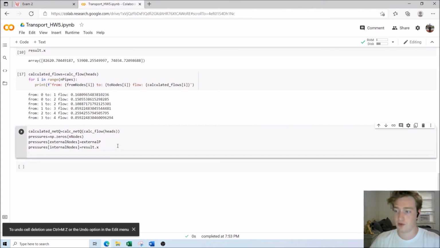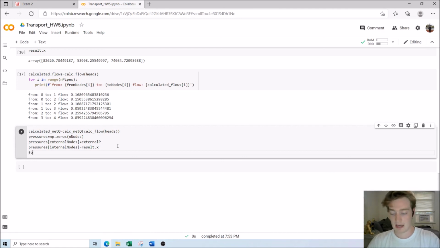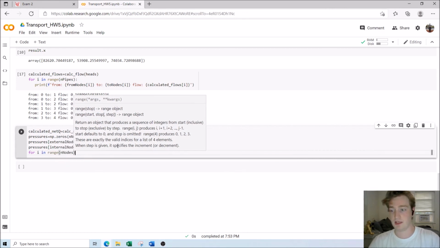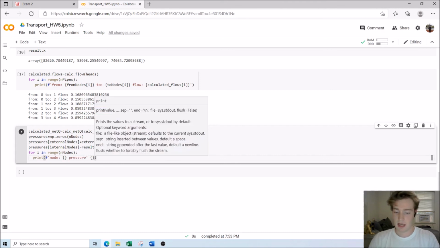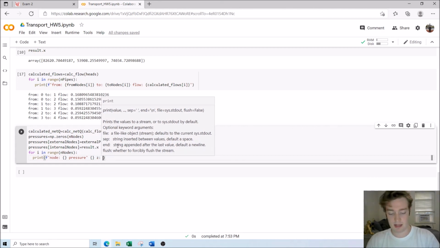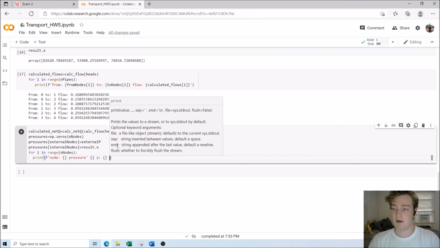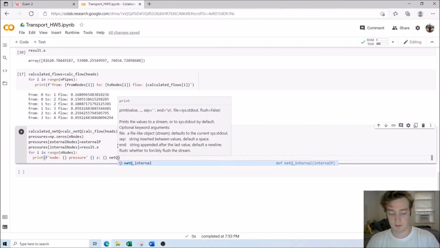All right, let's do another print statement here. So again, we're going to iterate through for I in the range of n nodes this time. We want to print, and let's do a very similar thing here. So what do we want? We want the node, we want the pressure, and let's put the elevation as well. And finally we want the net flow.